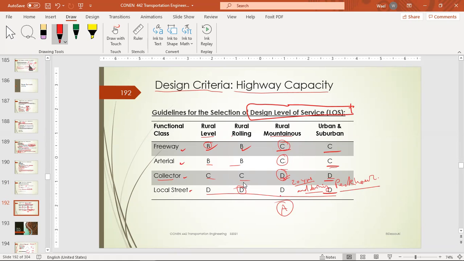For rural rolling, it's B, B, C, D. For rural level, B, B, C, D.